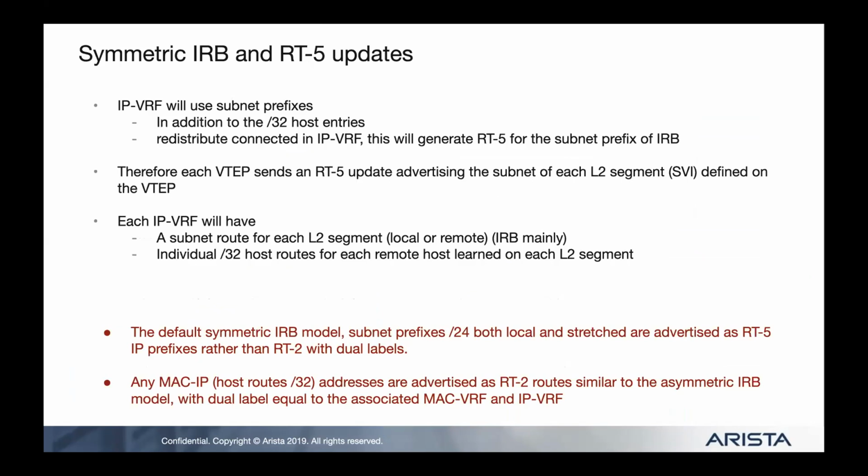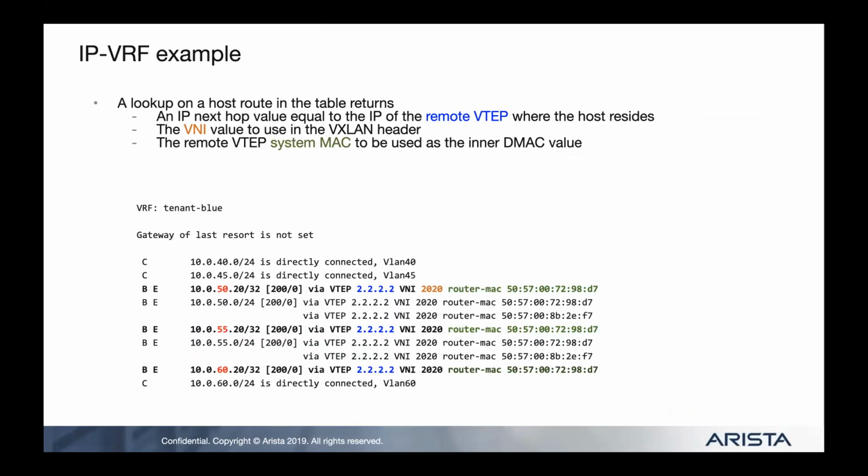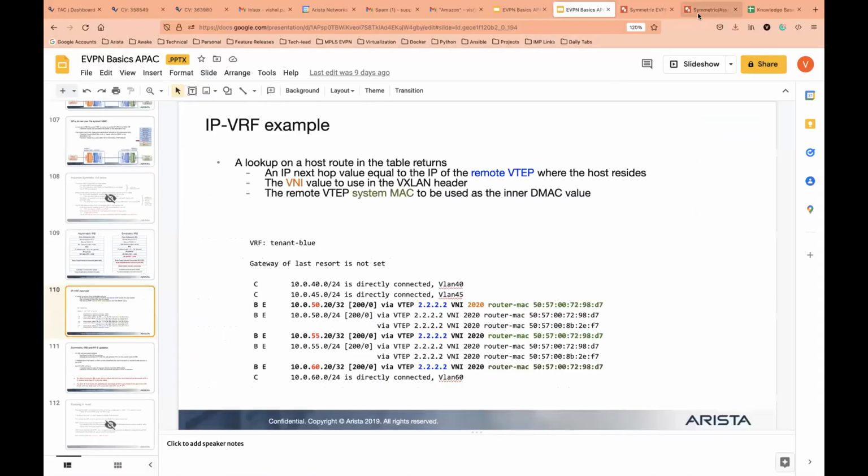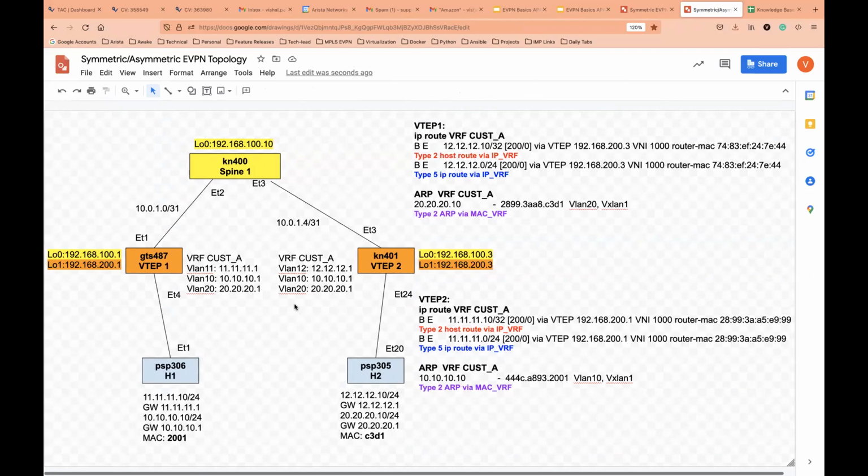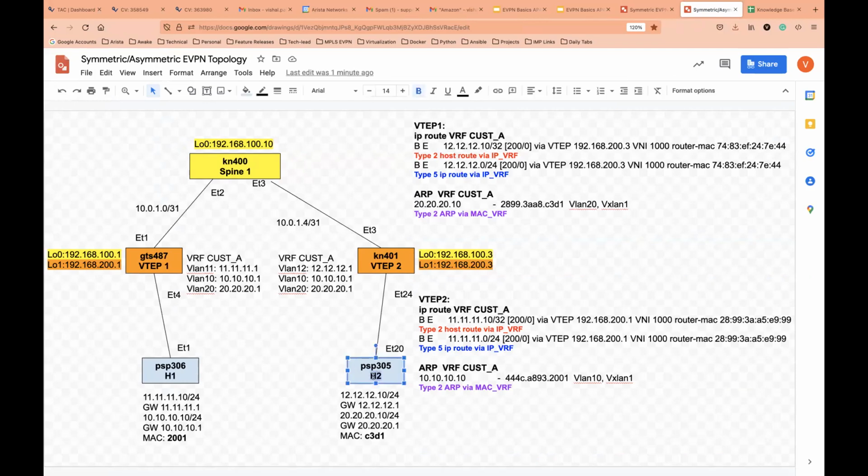Hey, Vishal. Yeah. I'm just trying to reflect, if you go back to your topology there, they're asymmetric. So if H2 is pinging host 1, I'm just trying to see how that packet will go from H2 to H1, and how the remote VTEP is going to use that information to correctly send the traffic to H1.